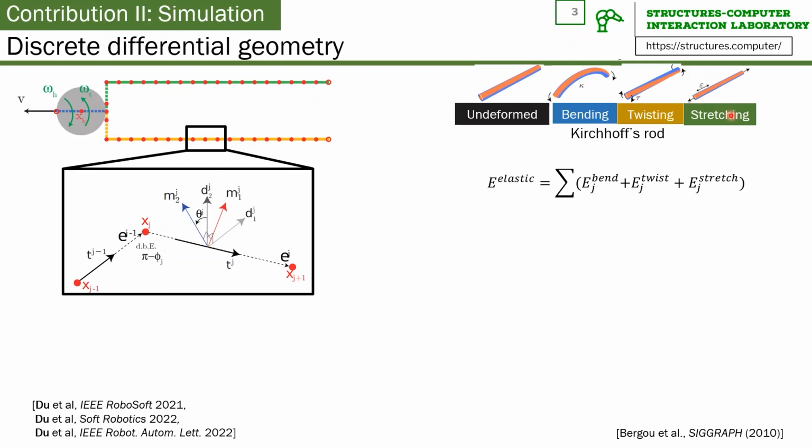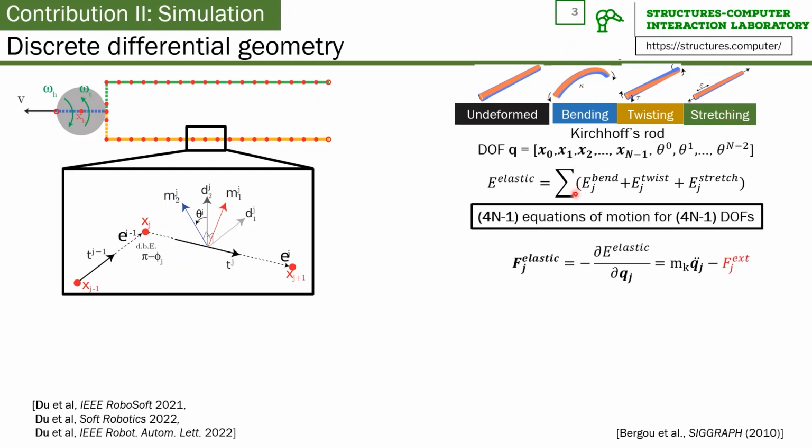The degree of freedom of an n-node system includes the XYZ position of each node and bending angles of n-1 edges. According to Newton's second law, for each degree of freedom J, the elastic force, which is the negative gradient of elastic energies plus external forces, is equal to ma. Therefore, there are 4n-1 equations of motion for 4n-1 degrees of freedom. Note that these external forces are the hydrodynamic forces we are going to model next.